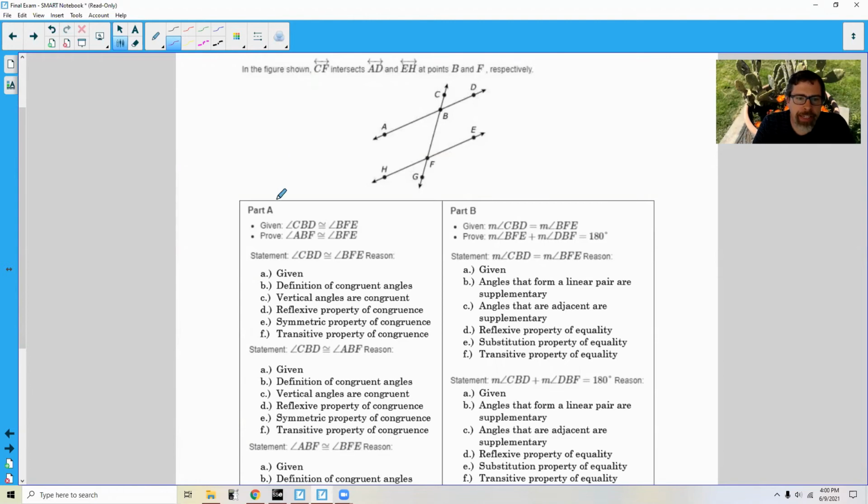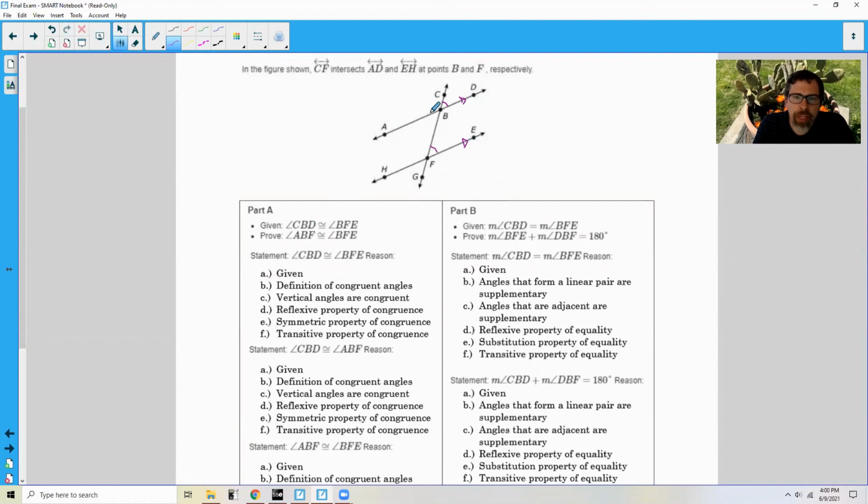Part A, given angle CBD, I'll label it, CBD's right here, is congruent to angle BFE. That is a given, okay? Well, now those are corresponding angles, so that tells me that these two lines, AD and HE, are parallel. It did not tell us that, but we know that now because the corresponding angles are congruent.